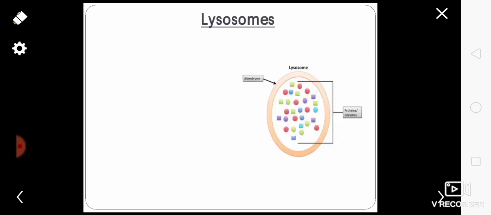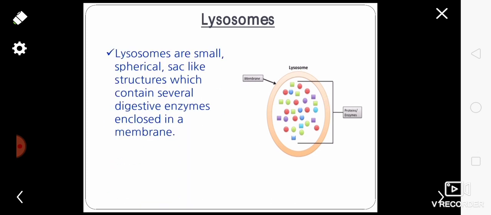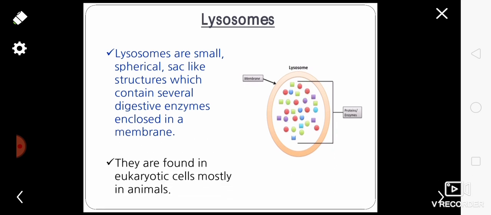Let's move to the next cell organelle, that is lysosome. So this is the structure of lysosome. We can say that it is a spherical, sac-like structure which contains several digestive enzymes inside this membrane. This is the outermost membrane. Inside this membrane, digestive enzymes are present, and normally these are found in eukaryotic cells and mainly in animal cells. In plant cells, normally lysosomes are absent.